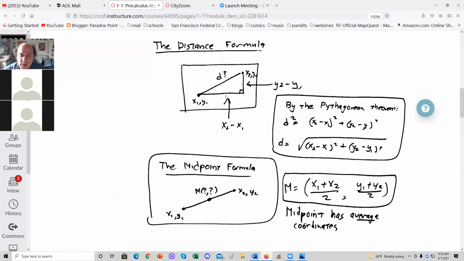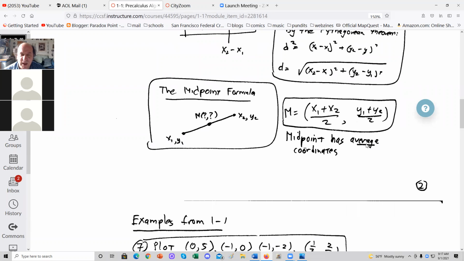Well, we draw this horizontal line with length x2 minus x1. It's the difference of the x coordinates. This vertical line has length y2 minus y1, the difference of the y coordinates. They meet at a right angle, and therefore we have the Pythagorean theorem involving x2 minus x1, y2 minus y1, and d. d squared is the sum of the squares of x2 minus x1 and y2 minus y1. Or, taking square roots, the distance d is the square root of the sum of the squares of the differences of the coordinates. That's 4 'of's in a row.